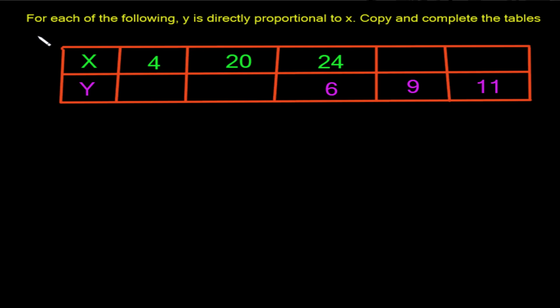In this question, they asked for each of the following: y is directly proportional to x. Copy and complete the tables. And its solutions, since y is directly proportional to x, then mathematically we can write this relation as y by x is equal to some constant, and let that constant be k. We also call this constant of proportionality, and this constant will not be equal to 0.